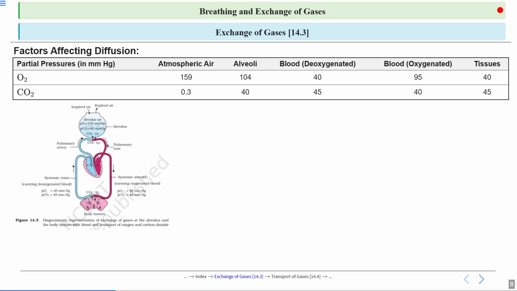So 95 is higher and tissue is having 40. So oxygen will move from the blood capillaries to the tissue, and tissue is having 45 partial pressure of carbon dioxide, so it will move to the blood. And now, this is the systemic vein that gives out the vein, and this vein carries the deoxygenated blood back to the heart. So these numbers which you see in the table are very, very important, because of this partial pressure only, there is an exchange of gases taking place, right?